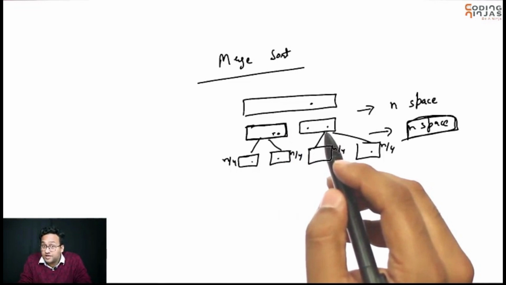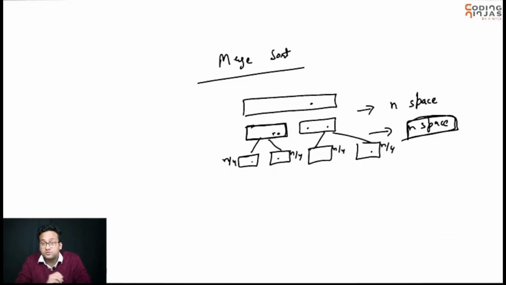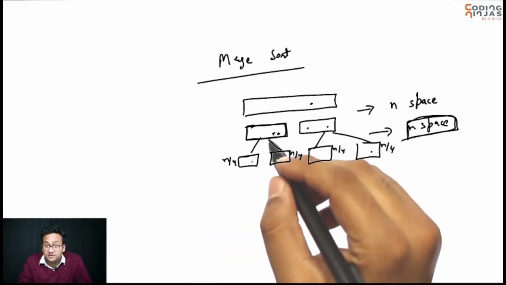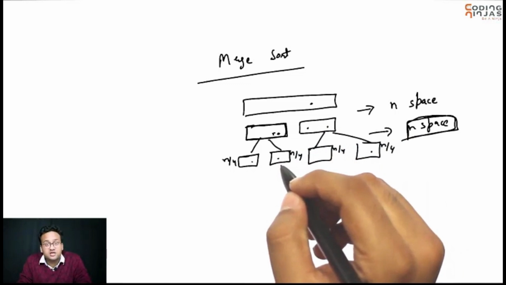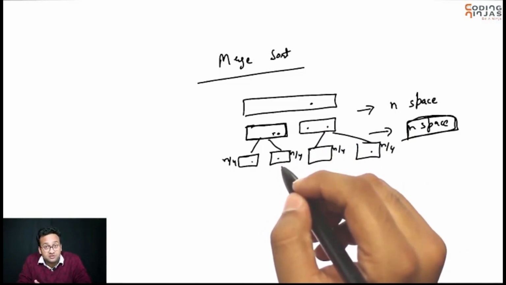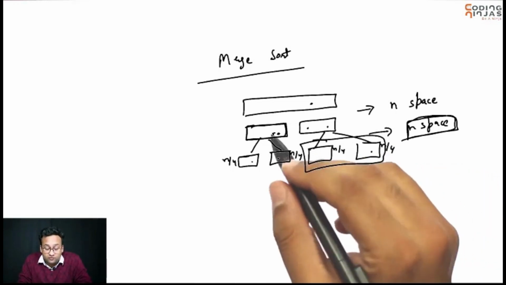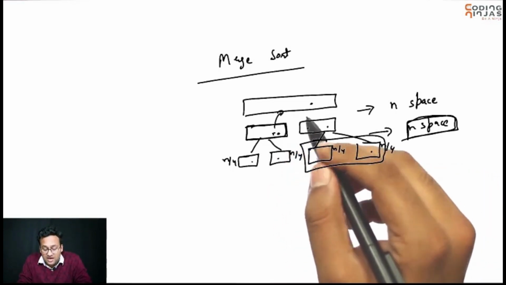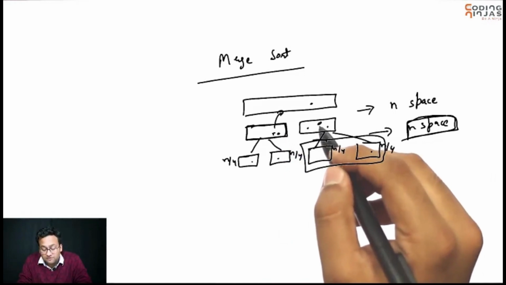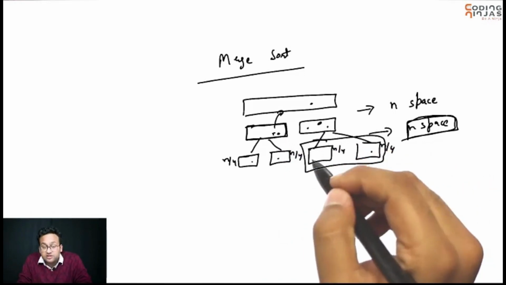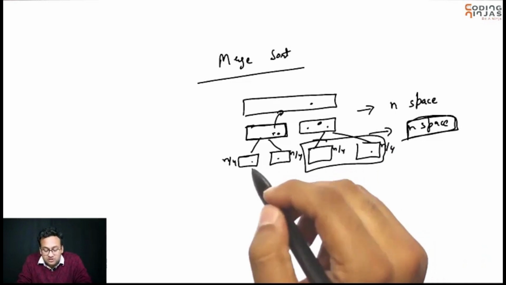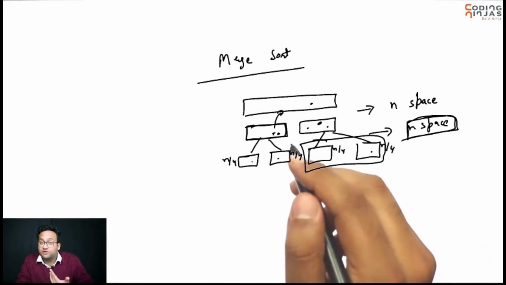So it's not true that there will be a point in time when all these 4 small arrays will be existing. Once you call this side, it will create these 2 small arrays. So they will be available in memory, but these 2 are still not created yet. And once you return from this array and you go into this part of the function, then you will create these 2, but by then these 2 have already been cleared, we don't need them anymore.